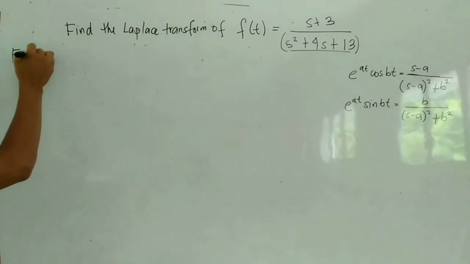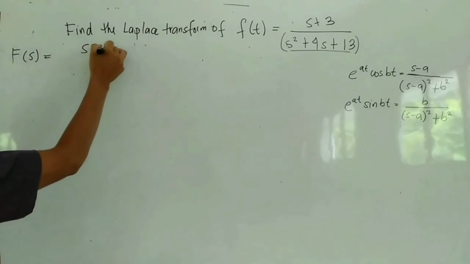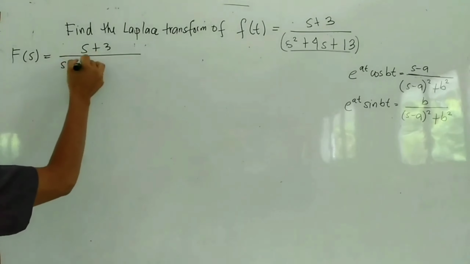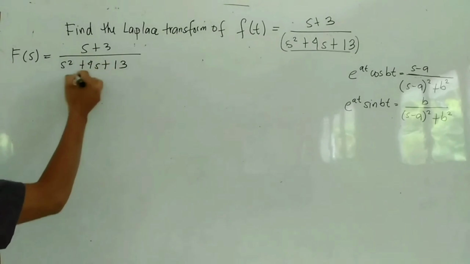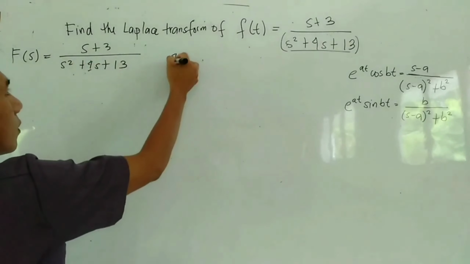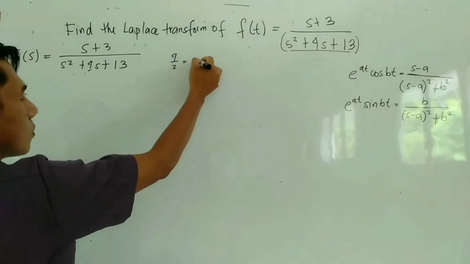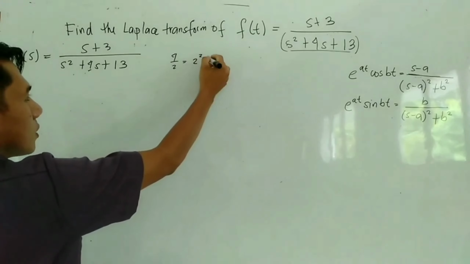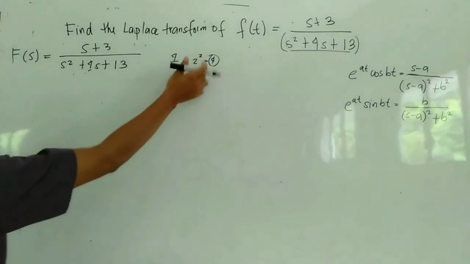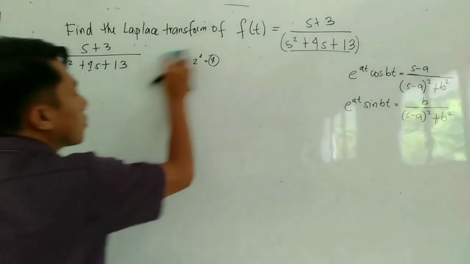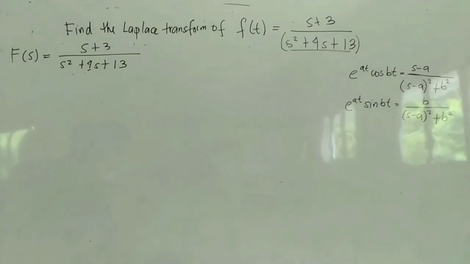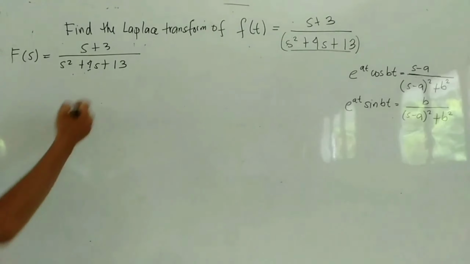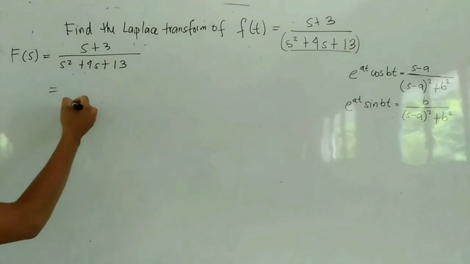Let's try to copy F of s, which is equal to s plus 3 over s squared plus 4s plus 13. So to find its perfect square, we have 4. 4 over 2 is equal to 2, and 2 squared is equal to 4. We find already the perfect square equal to 2.